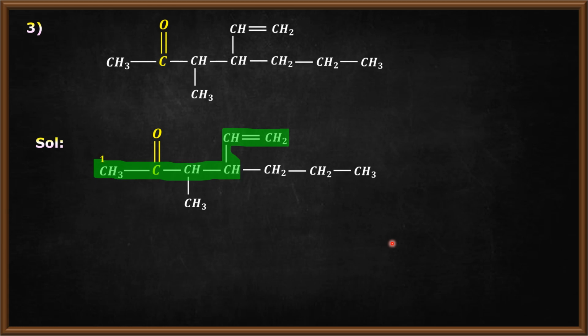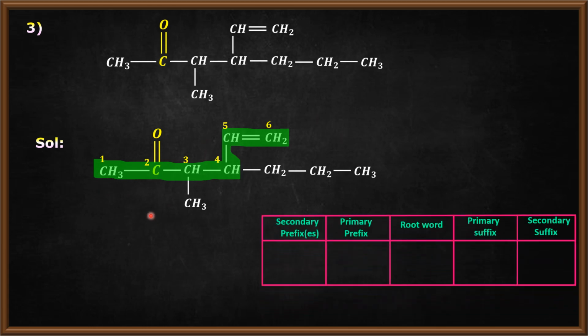So see here, I am numbering from left to right. Why? Because the functional group present in this compound is C double bond O, that is, the ketone functional group, and the carbon atom attached to the functional group should get the lowest possible number. For that reason I have numbered the chain from left to right. And in this parent chain 6 carbon atoms are there.